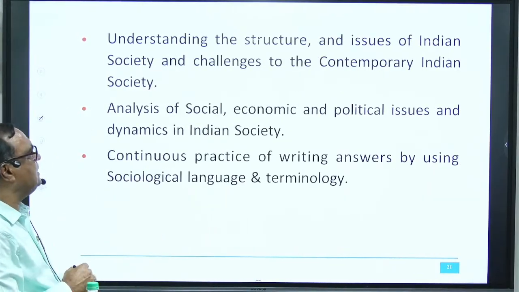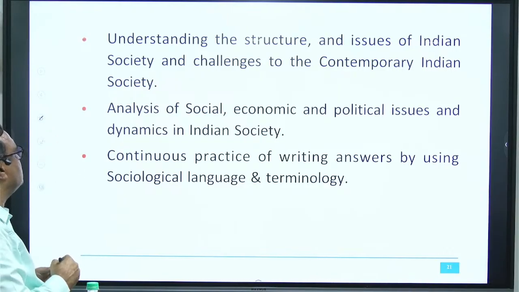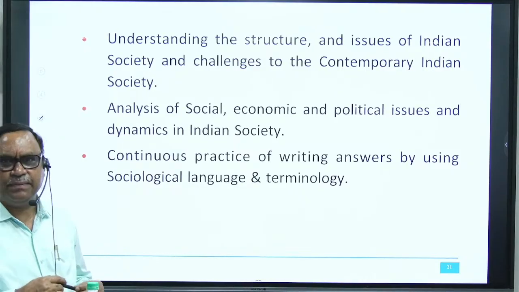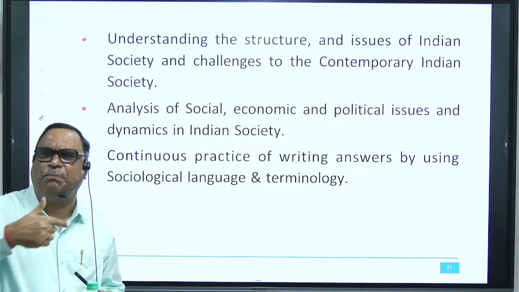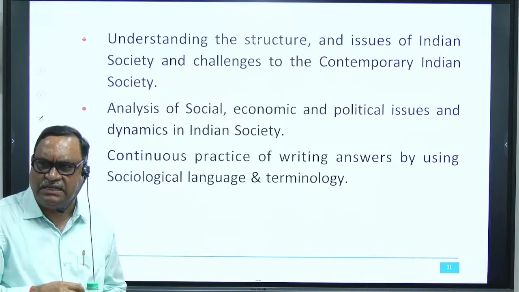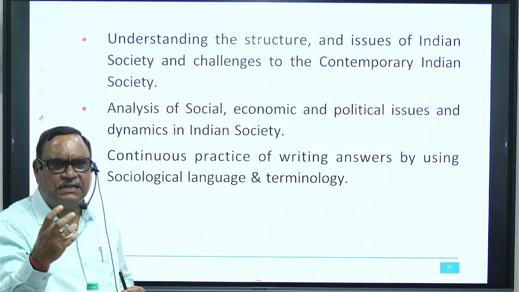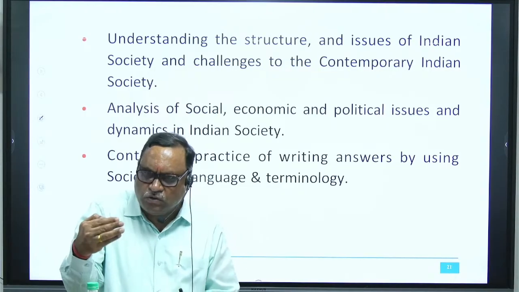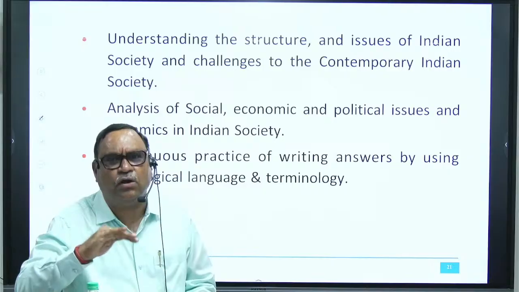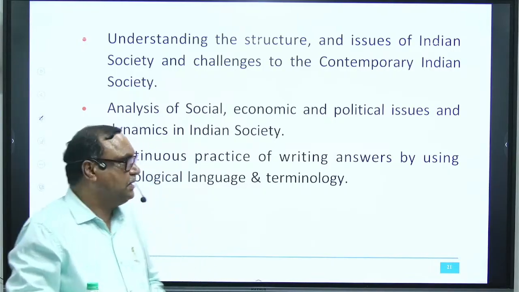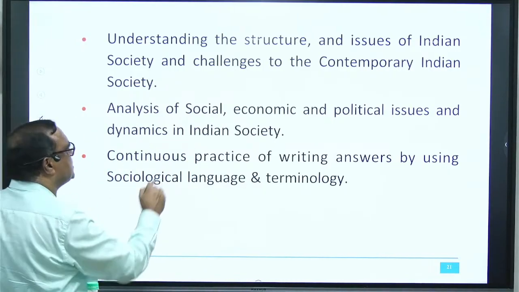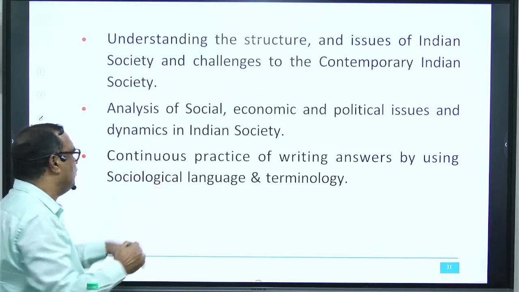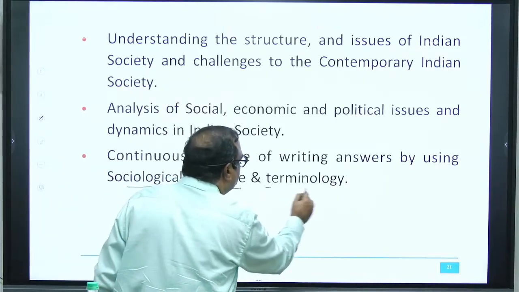Then understanding the structure and issues of Indian society and challenges to the contemporary Indian society. You need to understand every topic, whatever topics I have discussed, carefully. Read the notes, and again write it on your own. Then continuous practice of writing answers by using sociological language and terminology.